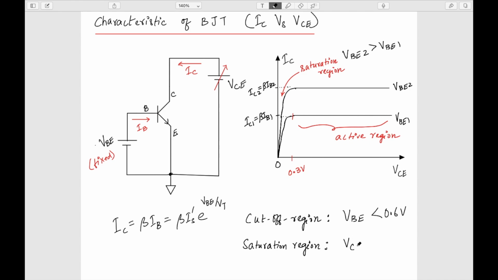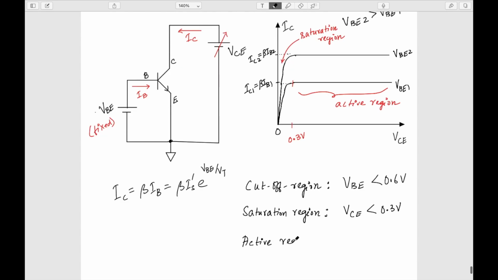My VCE is approximately less than 0.3 volt. Of course, this is just a typical value. It may be a little lesser than 0.3 or a little more than 0.3 depending upon the structure of a BJT, but the value is around this. So both of these should be satisfied. The VBE should be greater than 0.6 and VCE also should be greater than 0.3 volt. So both of them should be satisfied.